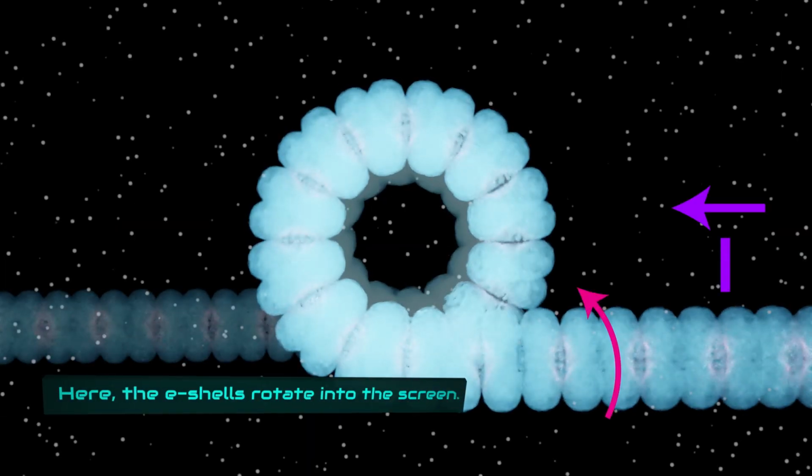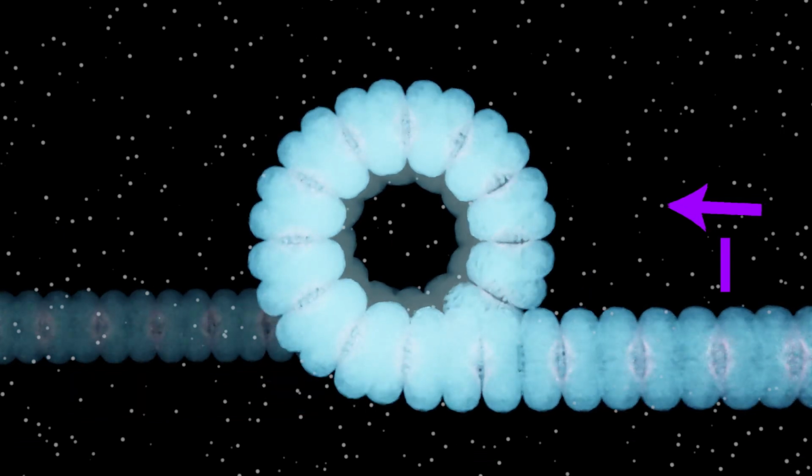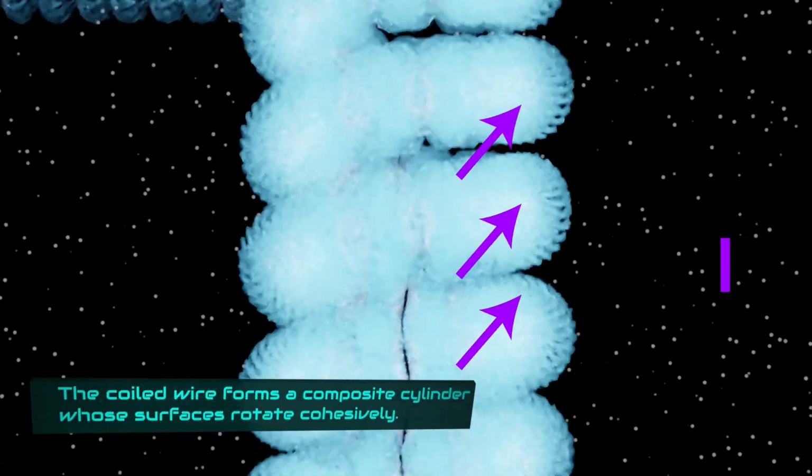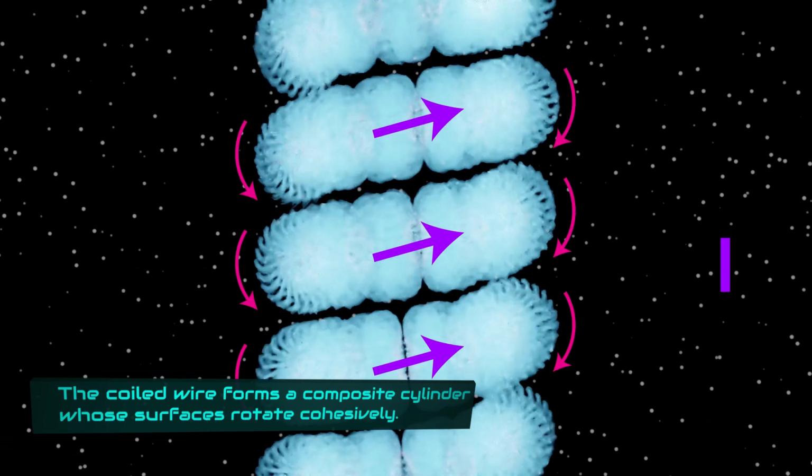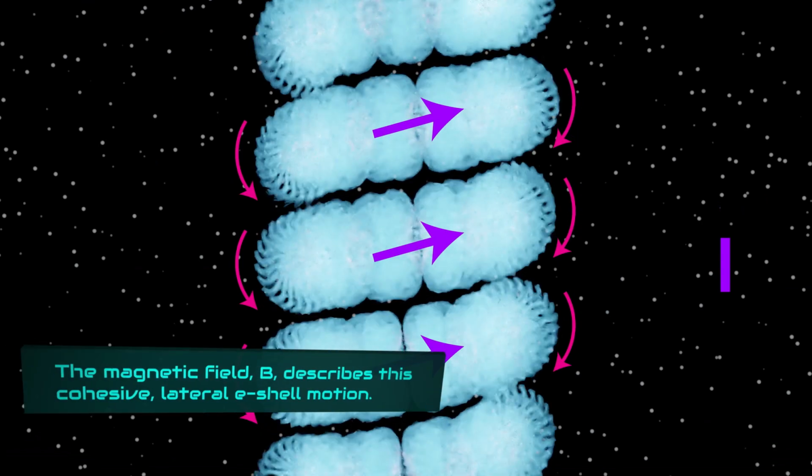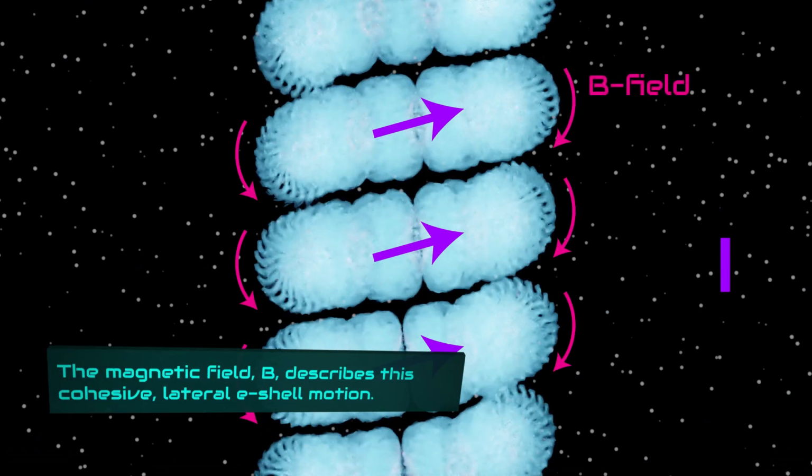Let's look at what the atoms are doing. Here, the electron shells rotate into the screen. The coiled wire forms a composite cylinder whose surfaces rotate cohesively. The magnetic field, B, describes this cohesive lateral electron shell motion.